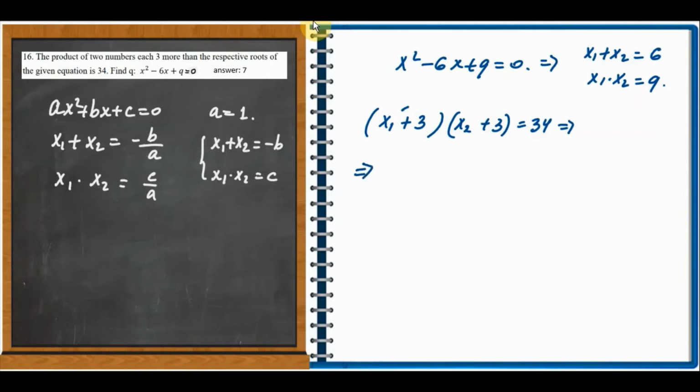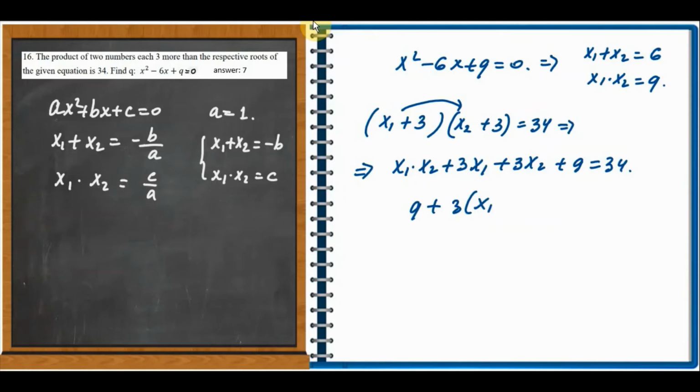Let's expand these brackets. x1 times x2 plus 3x1 plus 3x2 plus 9 is equal to 34. Now, x1 multiplied by x2 is q itself, plus 3 times, let's take 3 out of the bracket, x1 plus x2 plus, let's move 9 to the other side, it will be 34 minus 9, which is 25.